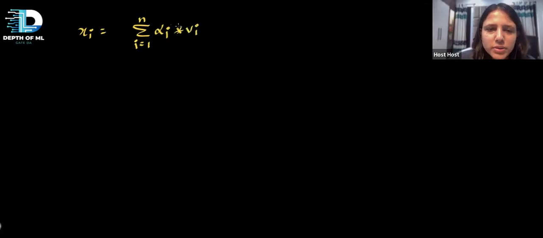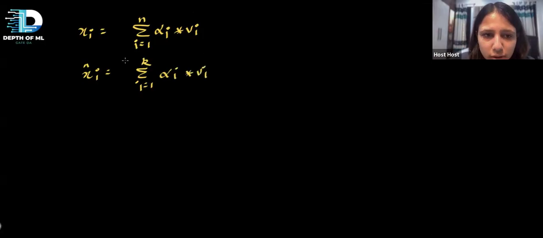I'm not writing the superscript, but understand that this is a linear combination of these n orthonormal vectors, right? Whereas X cap i is the summation from i equals 1 to k of alpha i into Vi. So here we only have k vectors. We are choosing some k already. Suppose k is 5 in the previous example. We'll choose some k.